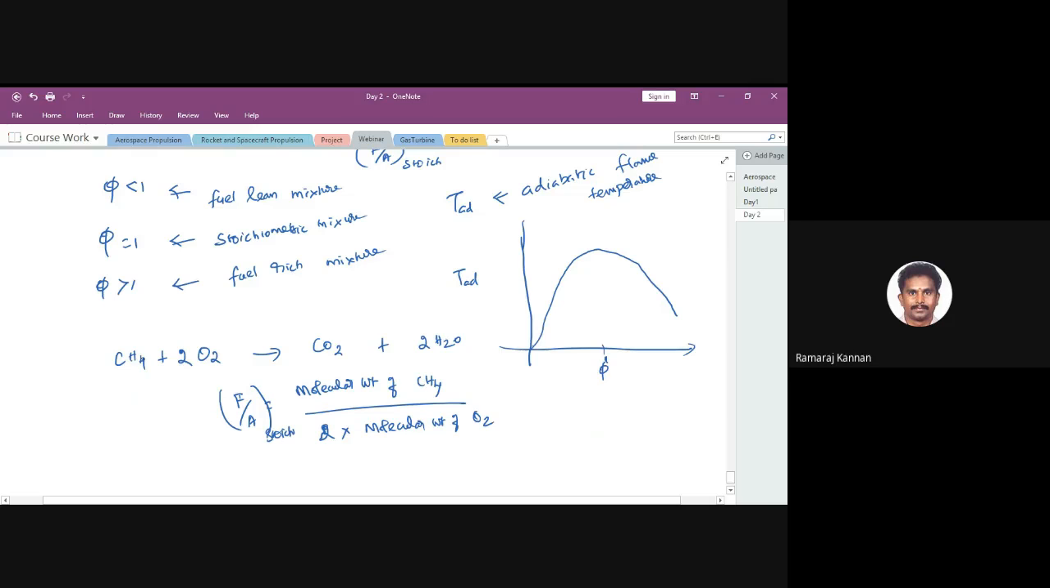If it is air instead of oxygen, then for air there will be a molecular weight of O2 plus 79 by 21 N2. So you have to do that. CO2 plus H2O plus your 79 by 21 N2.